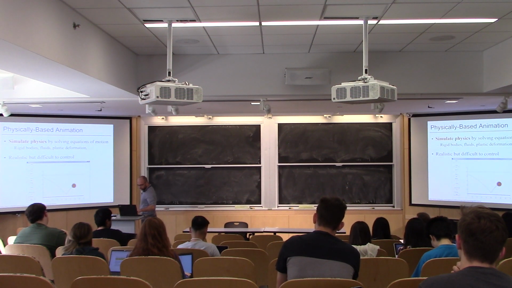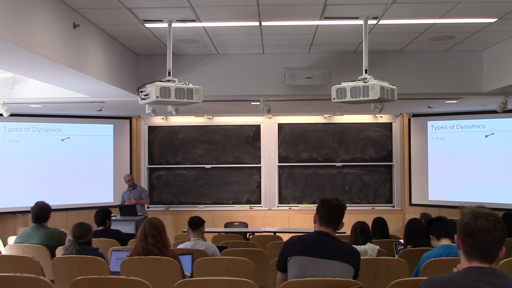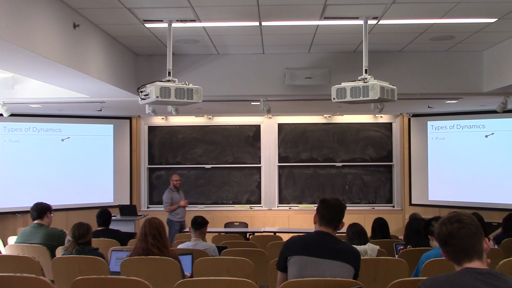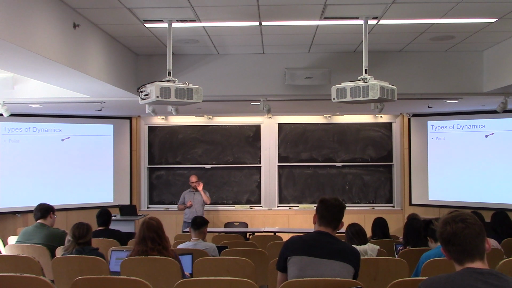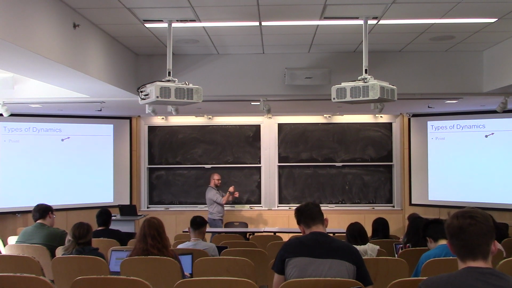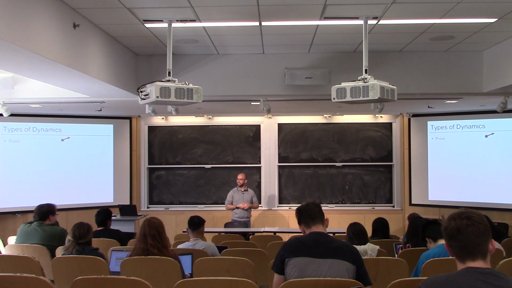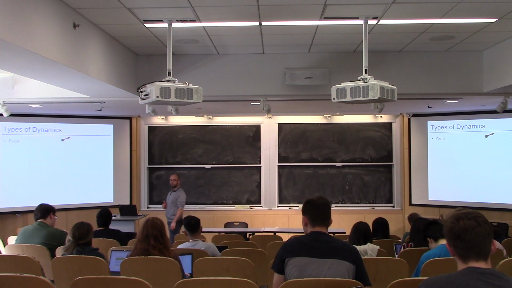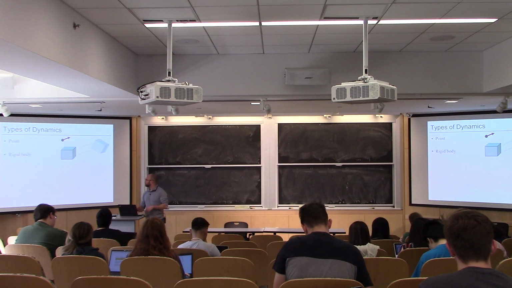So there are many different types of dynamics out there in the physically based simulation world. The one that we'll talk about today is mostly just point dynamics. So you're thinking of the physics of a very tiny, infinitesimally small particle floating around in space, subject to forces like springs and gravity and so on. Of course, it's not a particularly realistic model, and you can step back and make things more complicated.